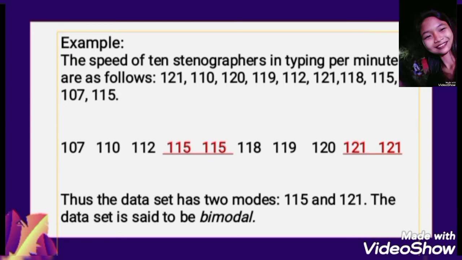In this dataset, there are two modes, the 115 and 121. So our modes are 115 and 121. This dataset is said to be bimodal because there are just two modes.